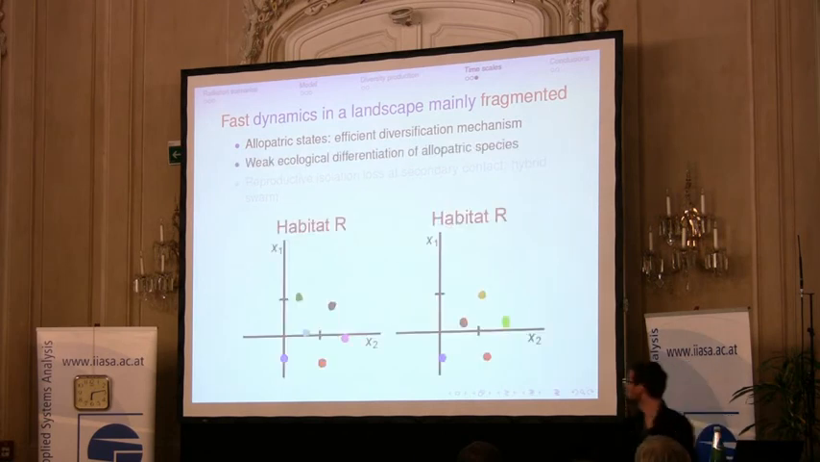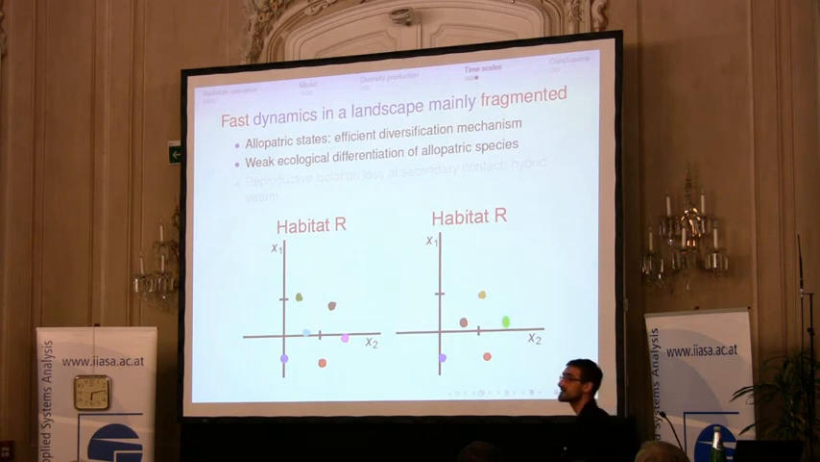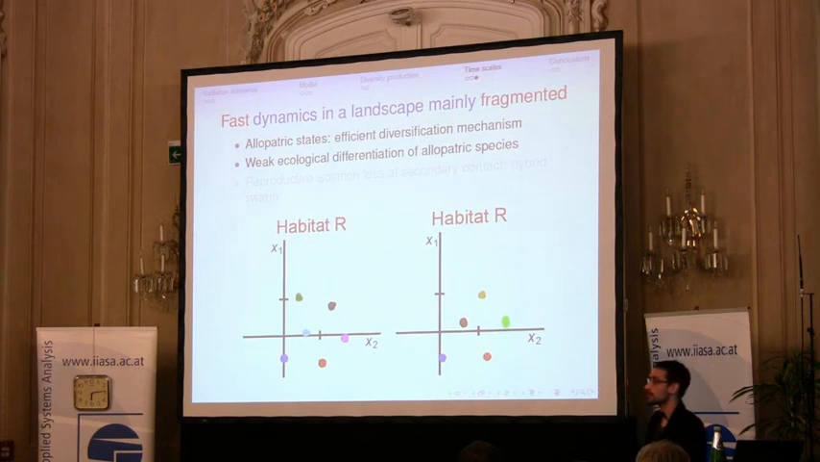Second, because sites are most of the time allopatric, we can have different species with very weak ecological differentiation in allopatric sites, because these species do not compete with each other. So for example, in these two sites, we have the same habitat, but we have only two species which are identical between the two sites. So we can have a lot of diversity because of that.